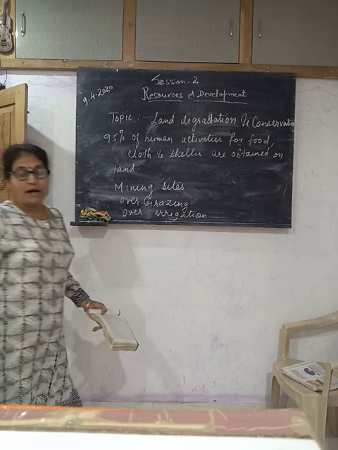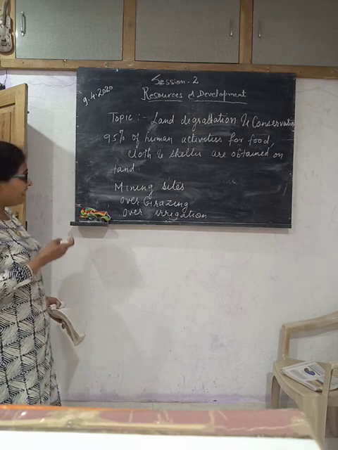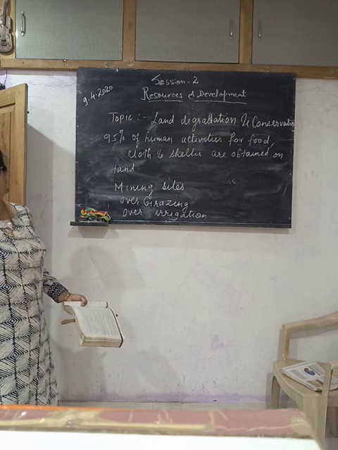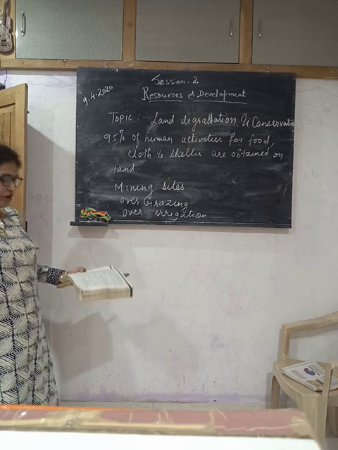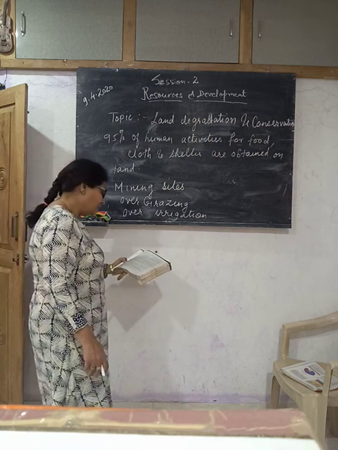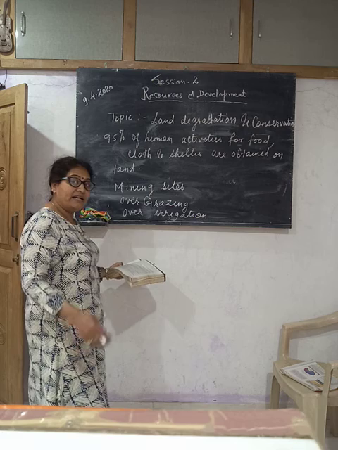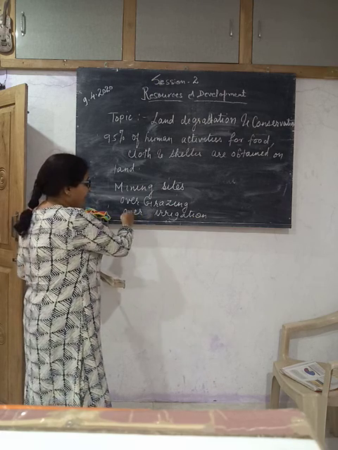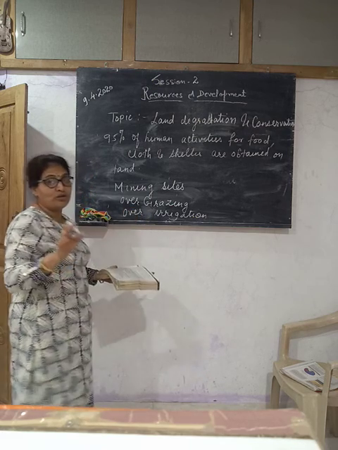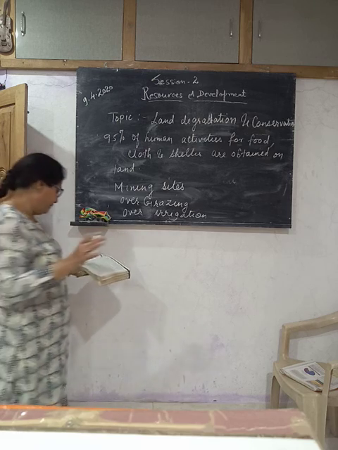Then over irrigation. When water is irrigated again and again for farming activities, it leads to waterlogging. It increases salinity and alkalinity, and because of this also land is being degraded.